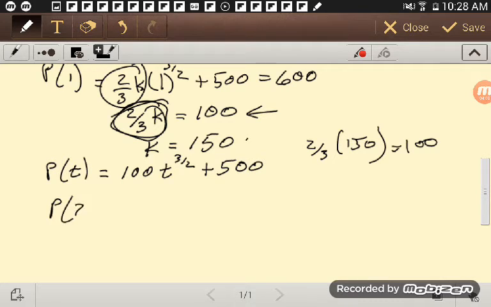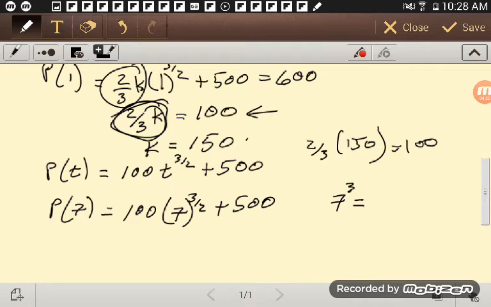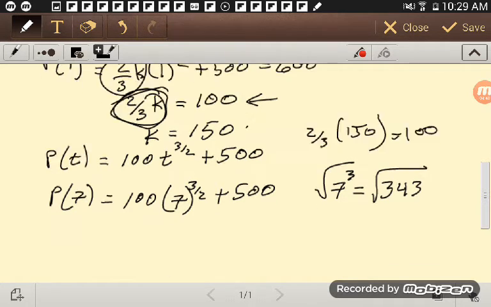We need P of 7, and so that's 100 times 7 to the 3/2 plus 500. Well, there's the answer. Now, what's 7 to the 3/2? I don't know. 7 cubed is 49 times 7. So I believe that's 350 minus 7. Sorry. Yeah, 350 minus 7. So 343, I think. And then we want the square root of that for the half part.